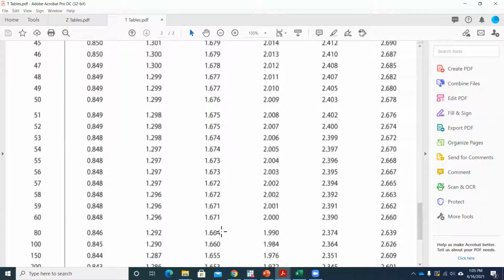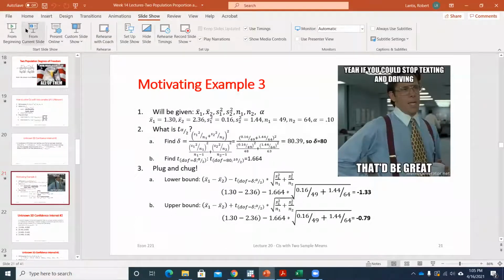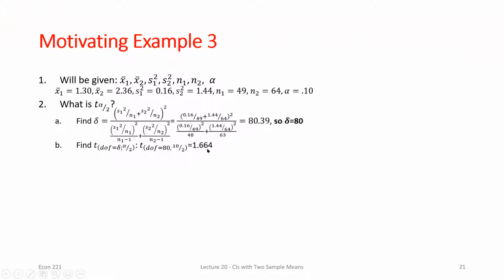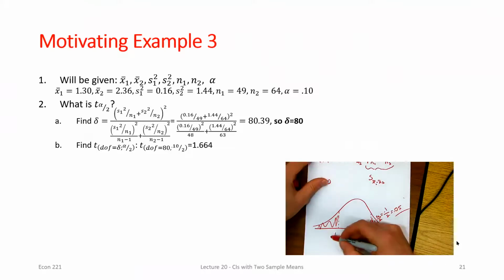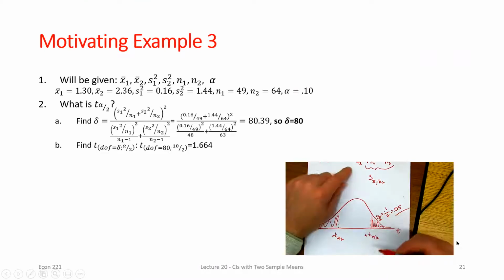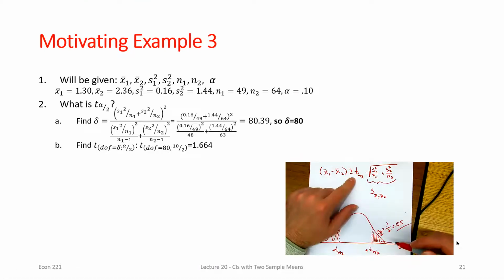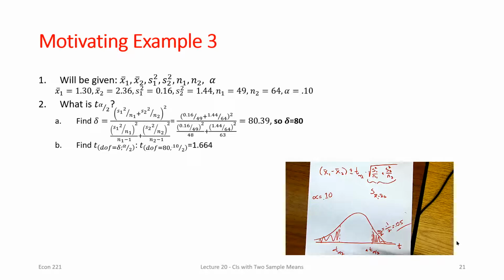1.664 is going to be that value that I need to use, right? So 1.664 is the number of standard deviations to the left and the right I need to go. Remember, negative and positive are already built into my confidence interval equation. So now that I have that, I've got everything I need. It's just a matter of plugging things in at this point.